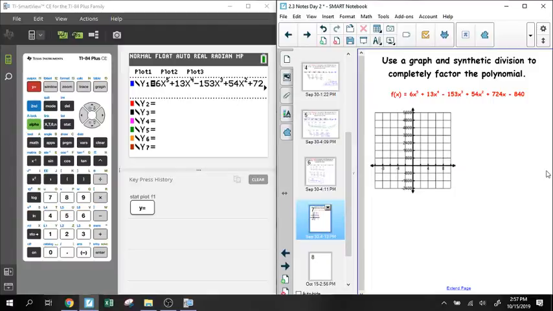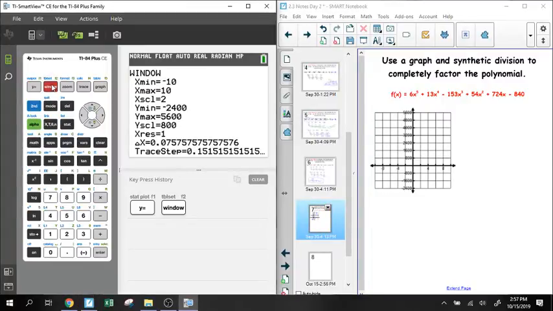I've got it typed into my Y1. I'm going to go adjust my window to the same window that I see over here. So here's what I adjusted to. -10 to +10 on our x-axis. They have it numbered by 2, so I changed my x scale to 2. That's not really going to impact anything if you left it at 1.